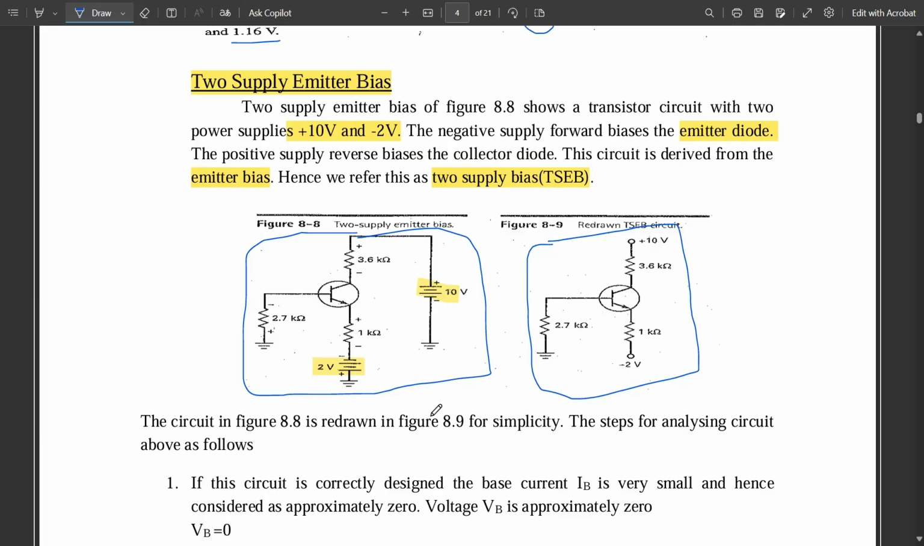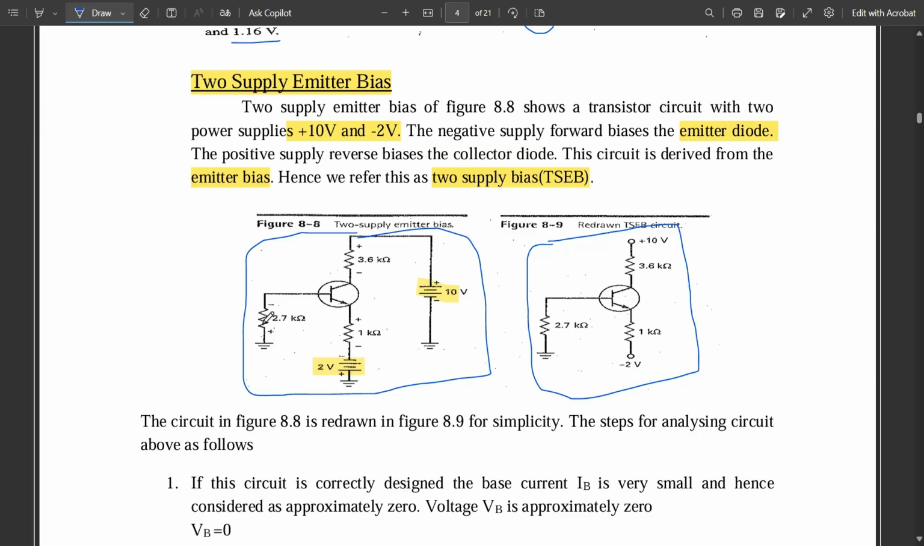Actually, if you observe very carefully, there are not many differences. What they have done is they have just extended this with one power supply symbol here. So in this two supply emitter bias circuit, this is not a VDB circuit, because in a VDB circuit you would have two extra resistances R1 and R2. Here, at each terminal of the transistor they have attached one resistance: the RC resistance, the RE resistance, and the RB resistance, that is the base resistance.